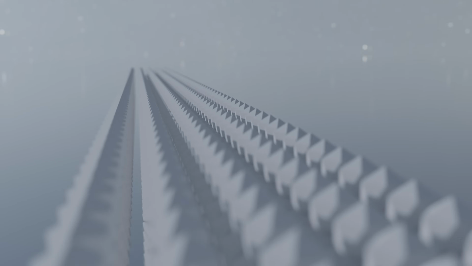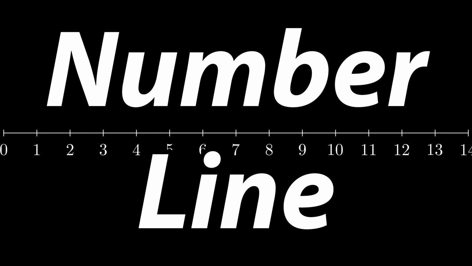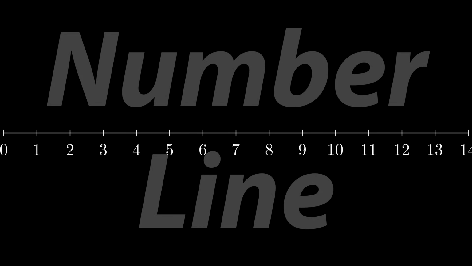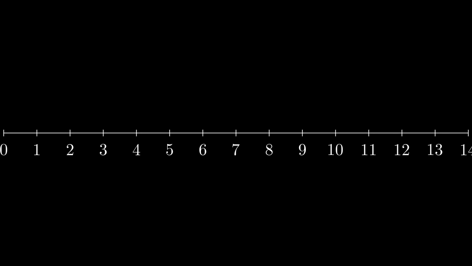Now that we know the basic operations, it's time to talk about numbers. Let's start with the simple stuff, like a 1 or a 2 or a 3. If we put all numbers on a line going like this, then we end up with a number line. Now this is incredibly convenient because it allows us to visualize things way more easily.